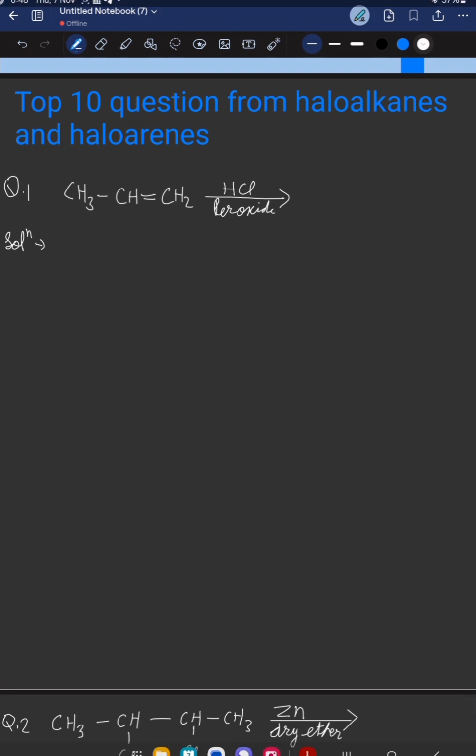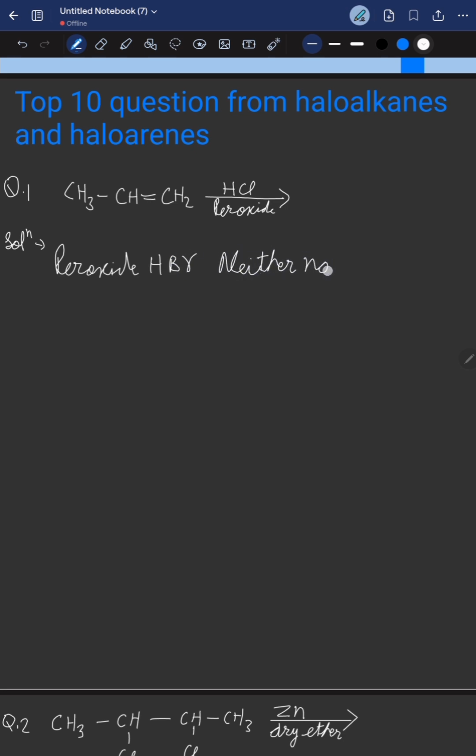The usual reaction of a student would be that it is a halo acid with peroxide, so the peroxide effect or Kharash effect would occur. But no, in this case it wouldn't occur. The peroxide effect only works with HBr, neither with HI nor with HCl.